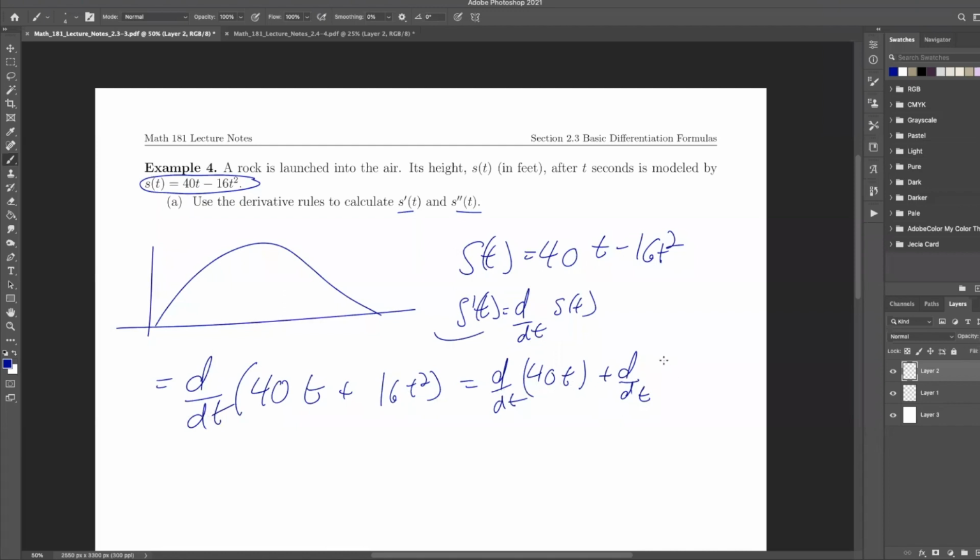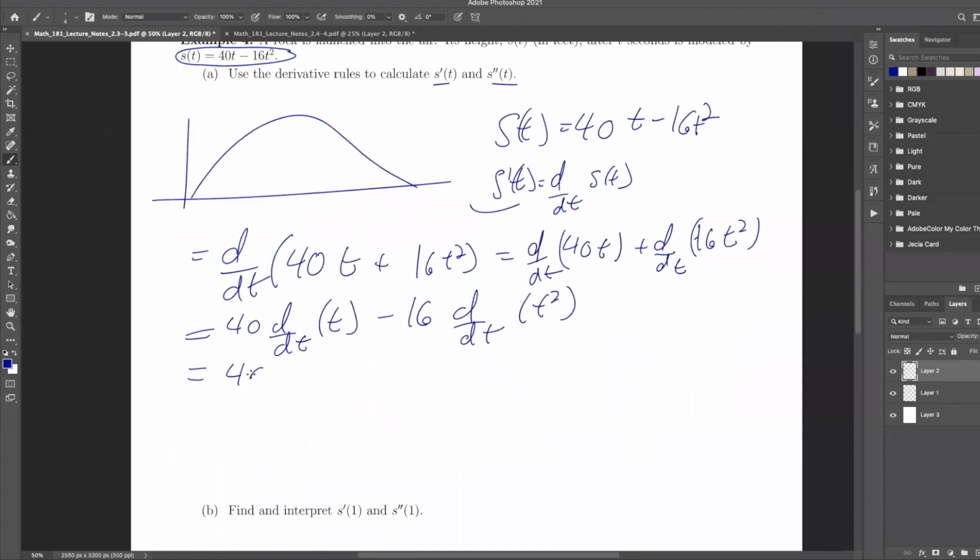So our first rule allows us to split it this way. Here we're using the sum rule, so I can split it up. Then what can I do? I can pull out the constants, right? So I can have 40 d dt of t, and then pull out the minus 16 d dt of t squared. And then I can use the power rule here to evaluate this.